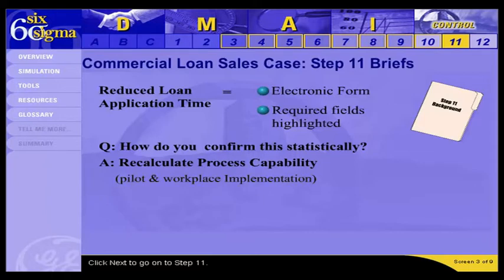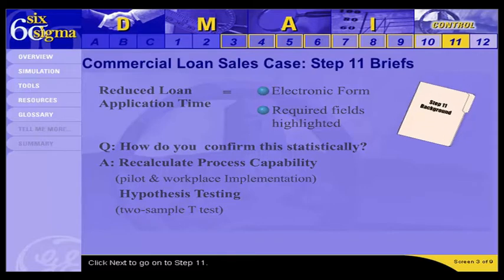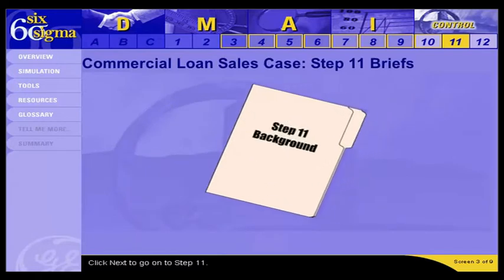A second type of improvement evidence is the result from a hypothesis test. In the loan sales case, that will mean hypothesizing that there has been a change in the loan application process versus no change in the process. Since this entails comparing the mean of the original data collected on the loan application cycle time with the data collected after the improvement, and since this is continuous data, a two-sample t-test is the best choice of analysis. Now that you understand why we are performing these analyses, let's get to it. Click Next to continue.